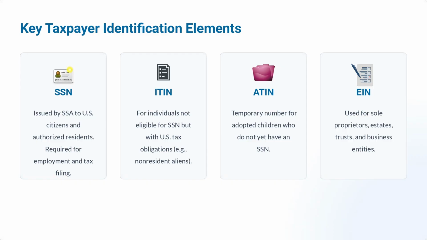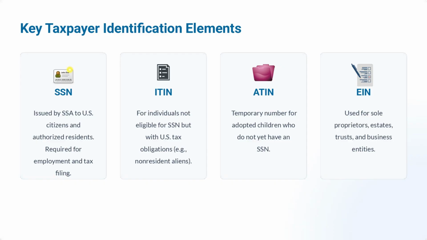Number 1. Social Security Number, SSN. The Social Security Number is the most common taxpayer ID number in the United States. It is issued by the Social Security Administration, SSA, not the IRS, and almost everyone who is a US citizen, green card holder, or lawfully authorized worker is eligible for one. Why SSNs matter for taxes?